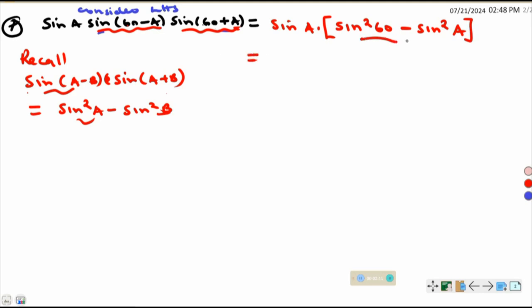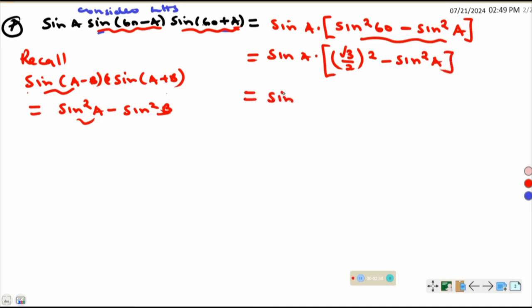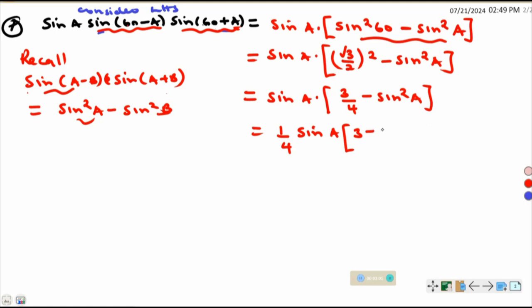So this is an equivalent identity of sine of 60 minus A times sine of 60 plus A. We shall have sine of A times, sine 60 is root 3 divided by 2, so this will be squared, minus sine squared of A. This is the same as sine of A times 3 divided by 4 minus sine squared of A. From there, we can pull out a quarter, so it is a quarter sine of A times 3 minus 4 sine squared of A.